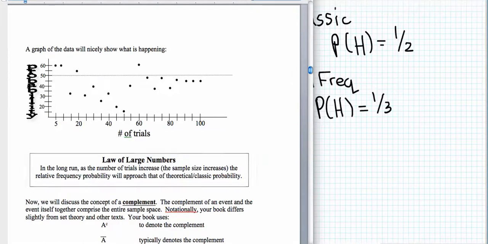So here's our law of large numbers stated. It says in the long run, as the number of trials increases, in other words, as the sample size increases, the relative frequency probability will approach the theoretical or classic probability.